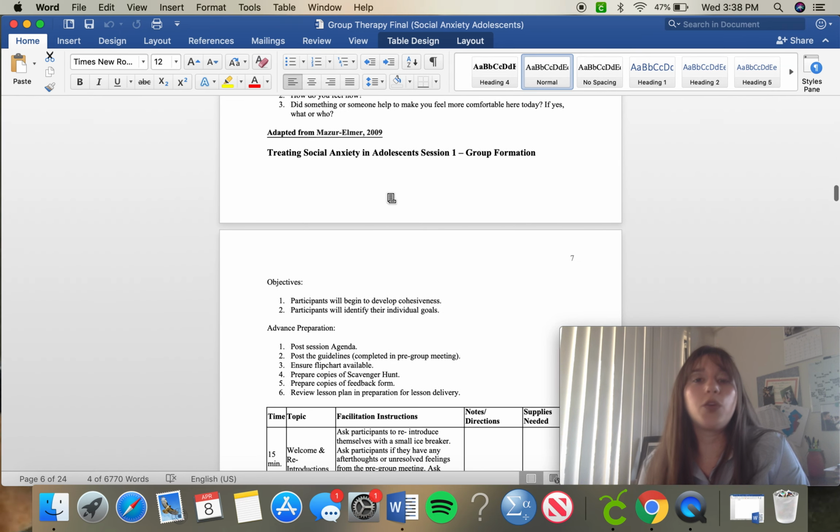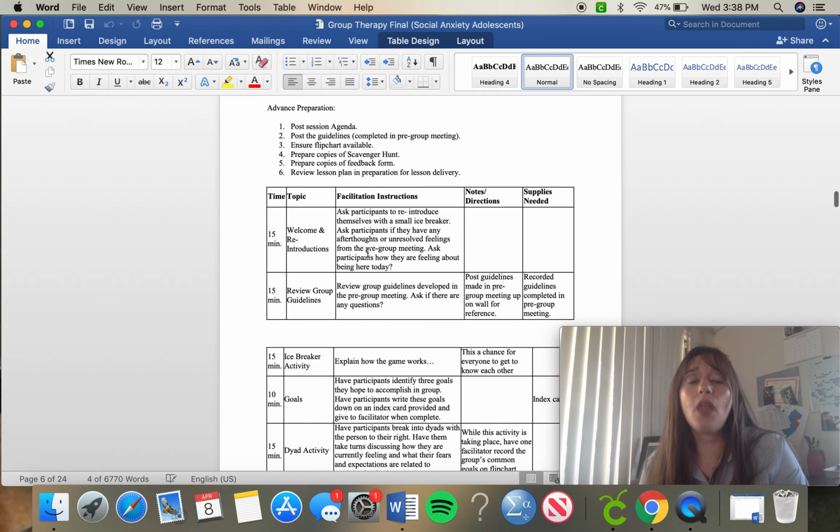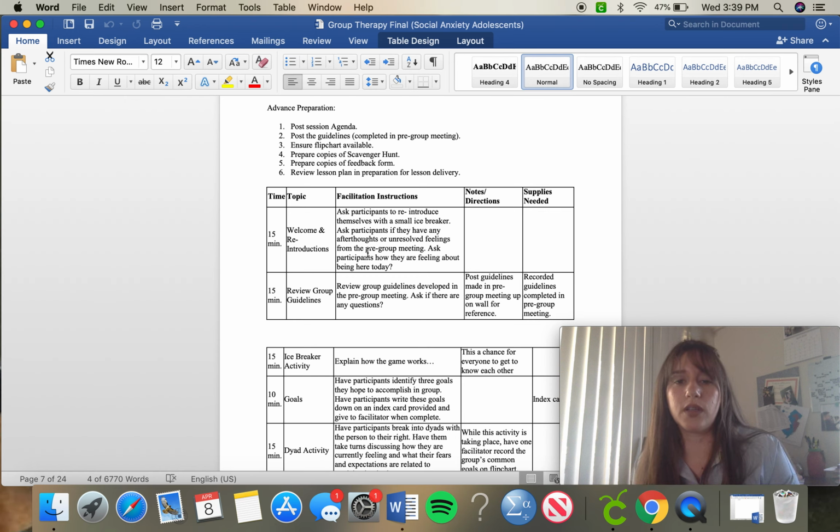So group session 1, group formation, again, objectives, how to prepare. I went through the lesson plans and I kind of made them broader and more adaptable to us. So even if maybe you weren't running a group session regarding adolescents with social anxiety disorder, you could still definitely use this. Or if you can't use any of the specific activities or questions, at least as a guideline of how to set up certain sessions.